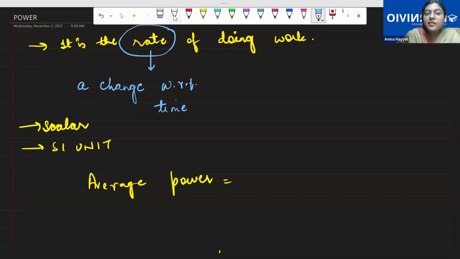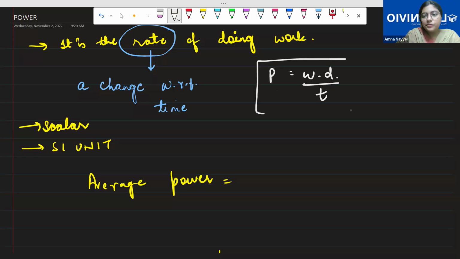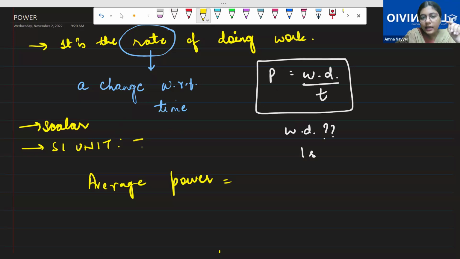So similarly, power is rate of doing work, means how much work is done in 1 second. Work done divided by time. Basically, how many joules of energy have been spent in a duration of 1 second. So it's a scalar quantity. SI unit, joules per second is there, but the actual unit is watt, W. So capital W is used to represent it.